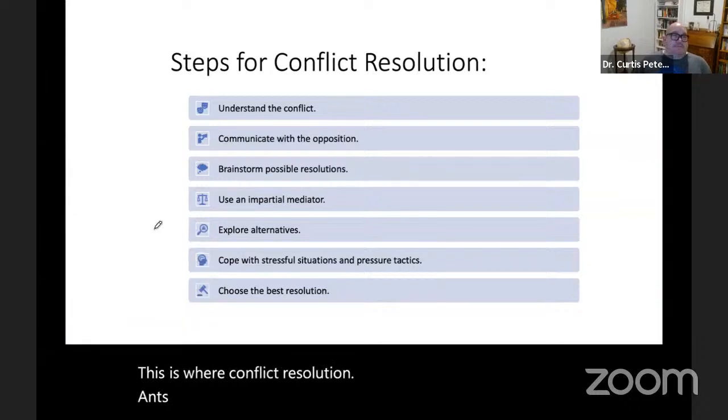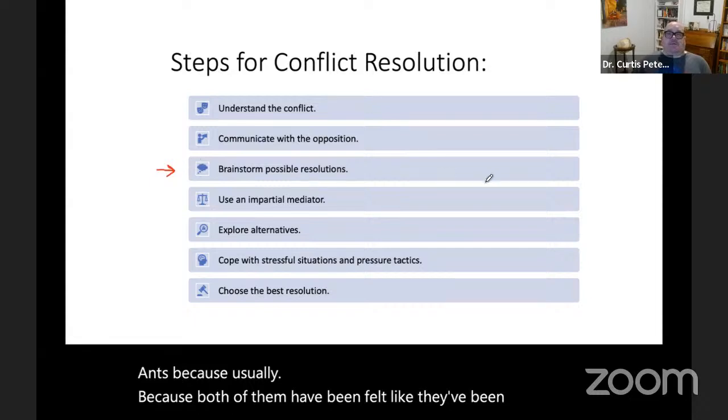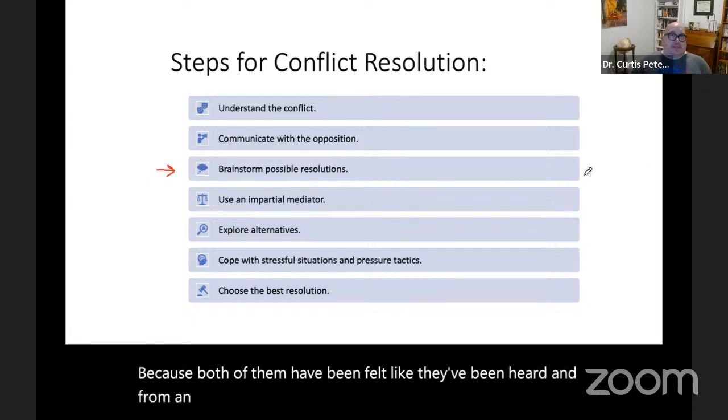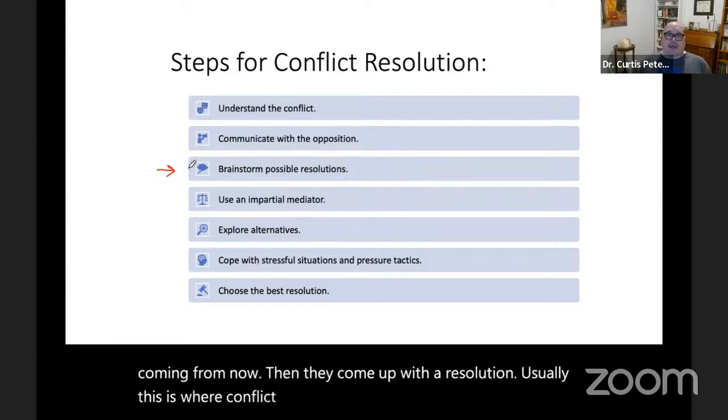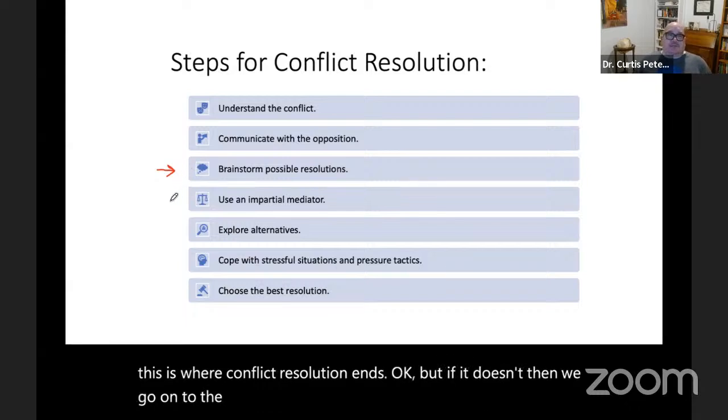Because usually both of them have felt like they've been heard, and from an impartial person, they understand where each other is coming from now. Then they come up with a resolution. Usually this is where conflict resolution ends. Okay. But if it doesn't, then we go on to the next stage, which is use of an impartial mediator.